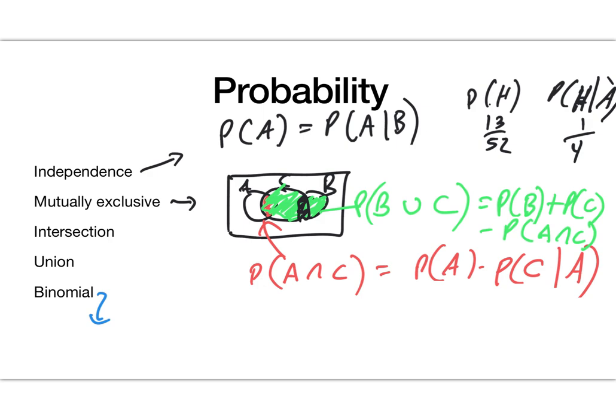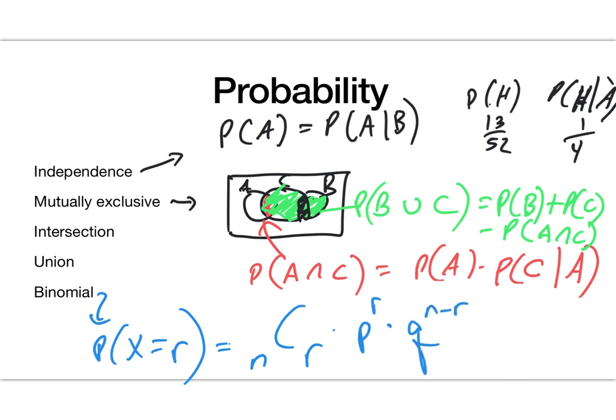All right. And then the formula was, if I have probability that x equals r, nCr times p, which is probability of success, to the r, times q to the n minus r. And q is 1 minus p.